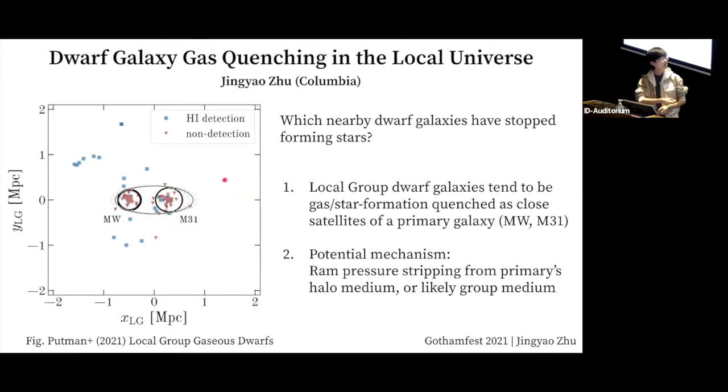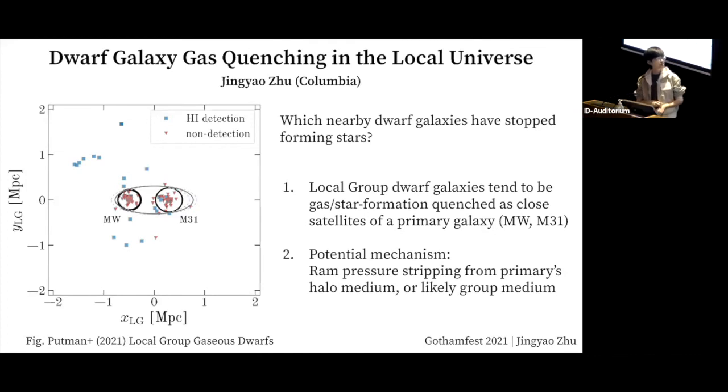My cursor, okay, over there. So this is a snapshot of galaxies in the local group. The two big black circles are the Milky Way and M31. These are two big spiral galaxies. And the gray elliptical line is the model local group surface. And the dots are the scattered dwarf galaxies in the local group.